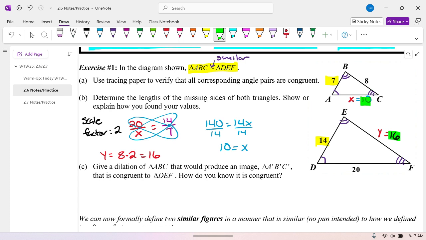So I showed you both of these ways because, again, sometimes the scale factors are weird fractions. So sometimes solving it this way is a little bit easier. All right.